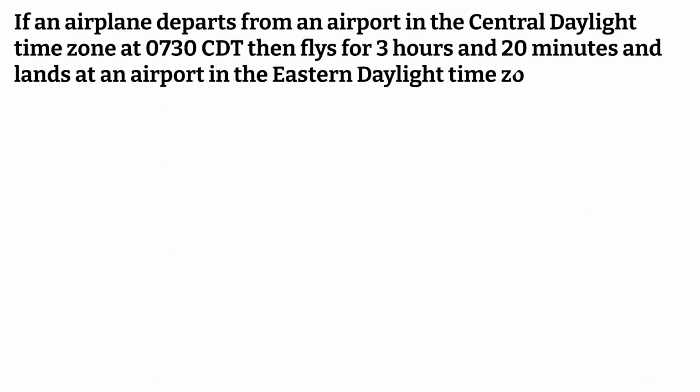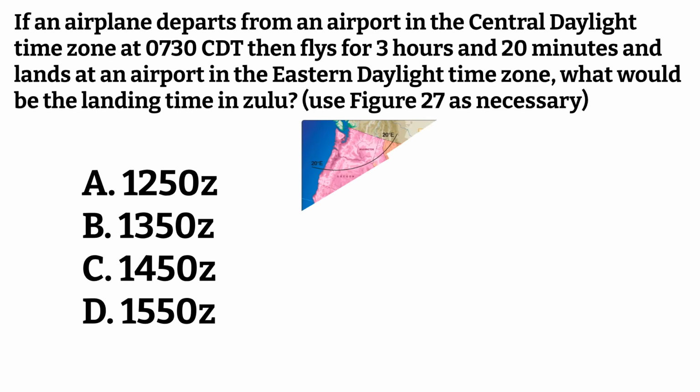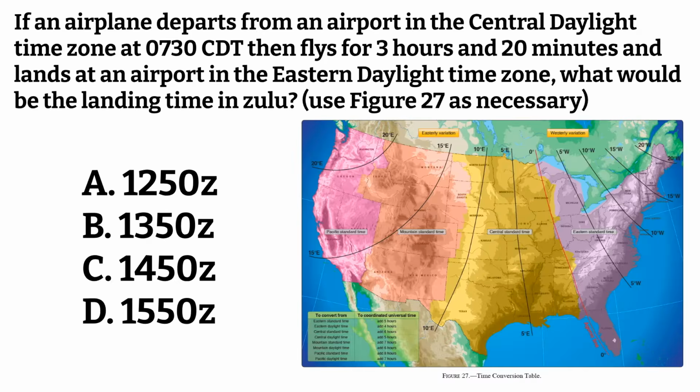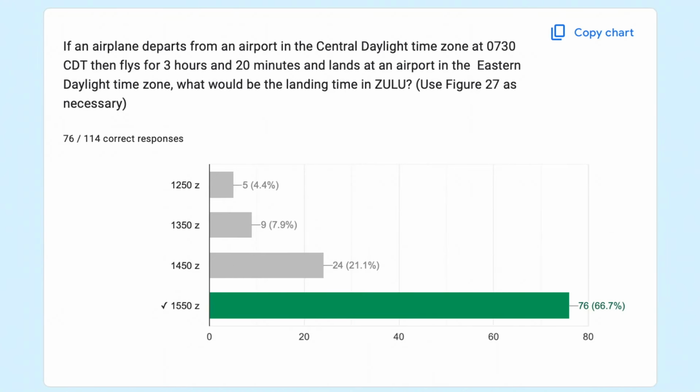Okay, next question. If an airplane departs from an airport in the Central Daylight Time Zone at 0730 CDT, then flies for 3 hours and 20 minutes and lands at an airport in the Eastern Daylight Time Zone, what would be the landing time in Zulu? Once again, use figure 27 as necessary. This is another one that's pretty simple. You guys did a lot better on this one. It looks like almost 67% of you guys got it right, but I'll go over it really quick so no one else misses it.